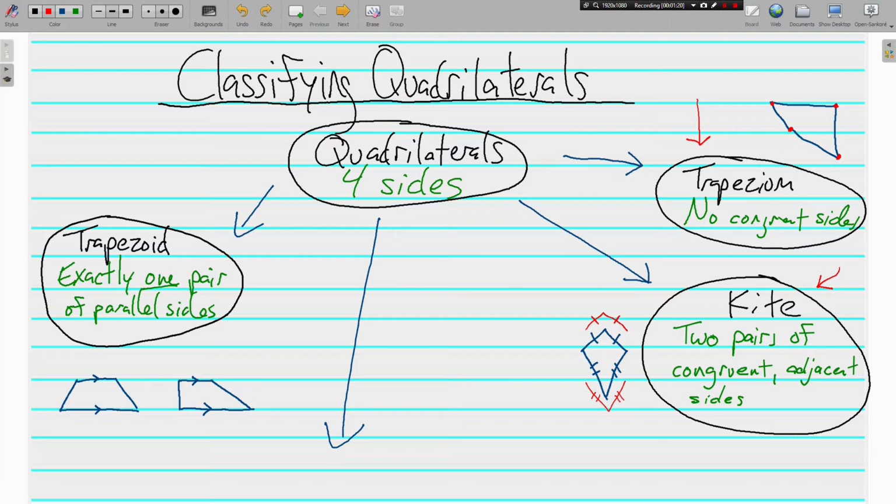Now, I know we can say, oh well, it's kite-shaped. It looks like a kite, but we really can't go by what things look like anymore. We have to go by the definitions of the different figures.